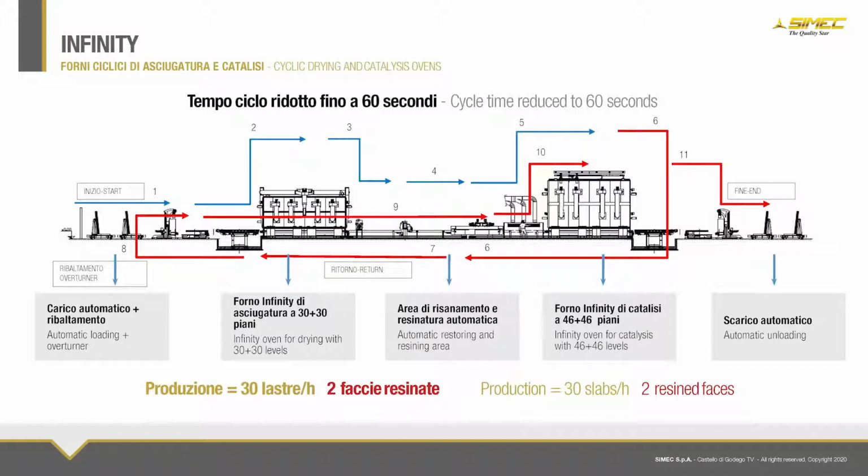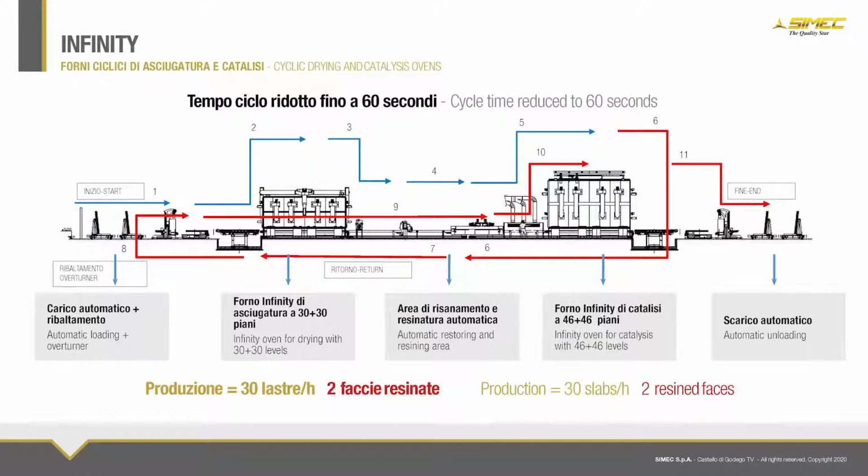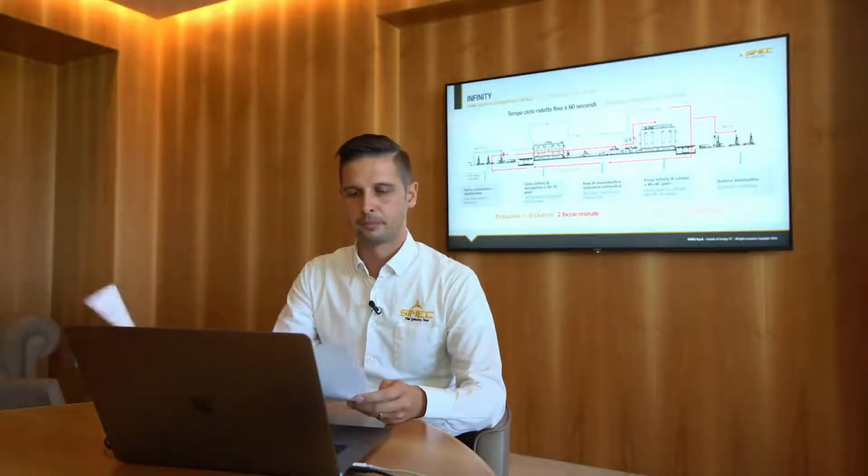All these operations can be done in automatic mode thanks to the tray recognition system. This system allows optimal management of all the resining phases thanks to a supervising system that constantly keeps under control every tray, identifying for each slab the process it has received or has to receive. Here we have a production time of 30 slabs, 2 phases resin, per hour.